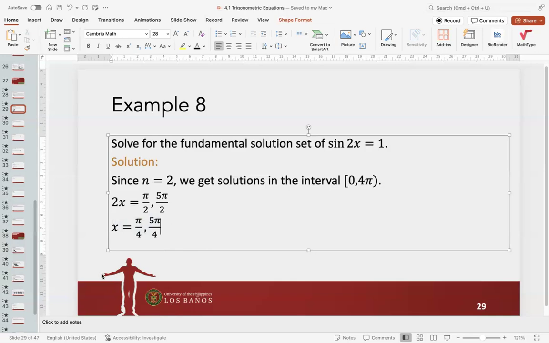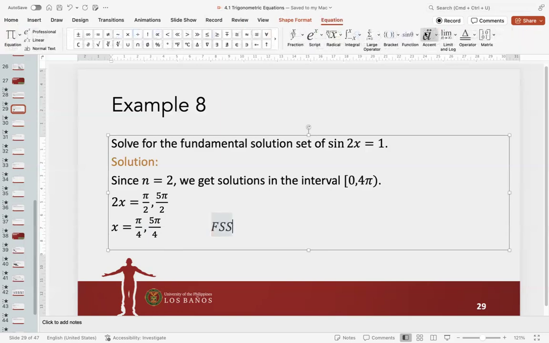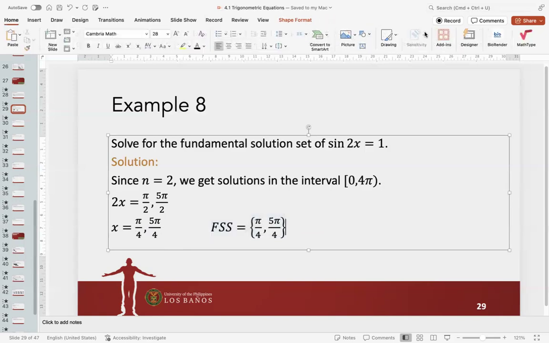So technically, we just multiplied 1/2 to everything so that we will just get the value of x, which are the elements of our fundamental solution set. So our fundamental solution set will be the set containing pi over 4 and 5 pi over 4. And that's it.